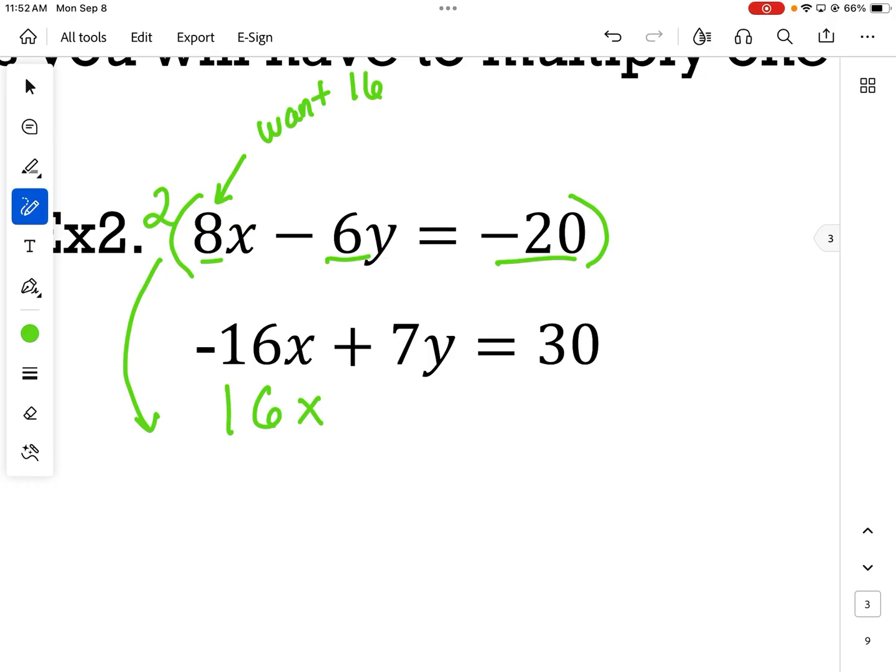You can't just do it times the first one. It has to be times the whole thing. Whatever you do to one side, you have to do to the other. Same rule applies. So 2 times negative 6 is negative 12y. And then 2 times negative 20 is negative 40.